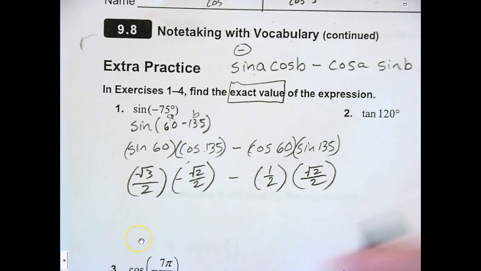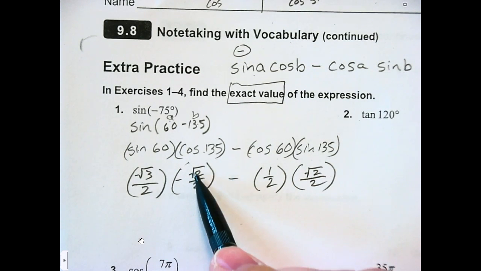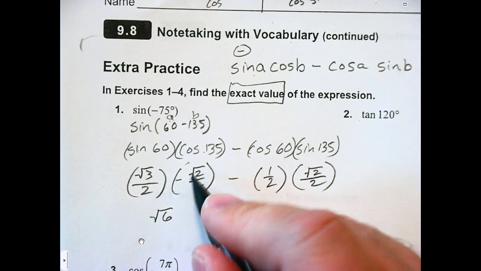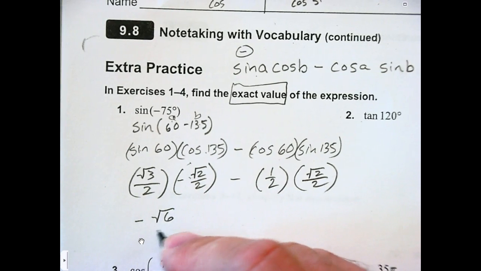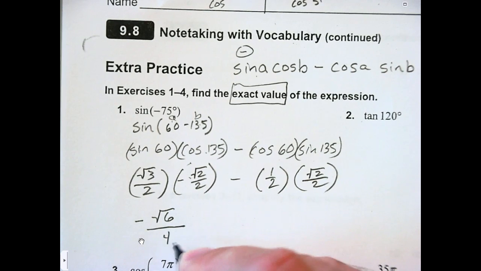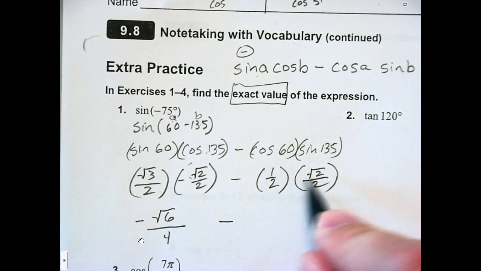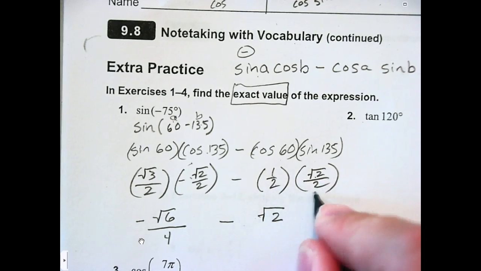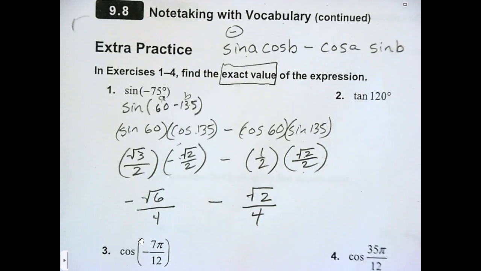And now it's just math. Here are your ratios. Multiply. Root 3 over 2 times root 2 over 2 is root 6. And that's negative. And then 2 times 2 is 4. And then subtract. 1 times root 3 is 1 times root 2 is root 2. And 2 times 2 is 4. That is your exact value.